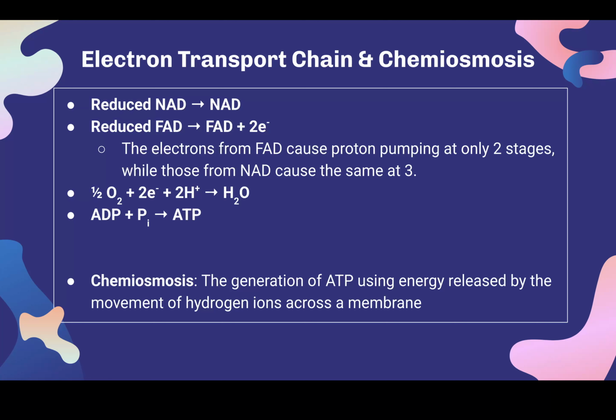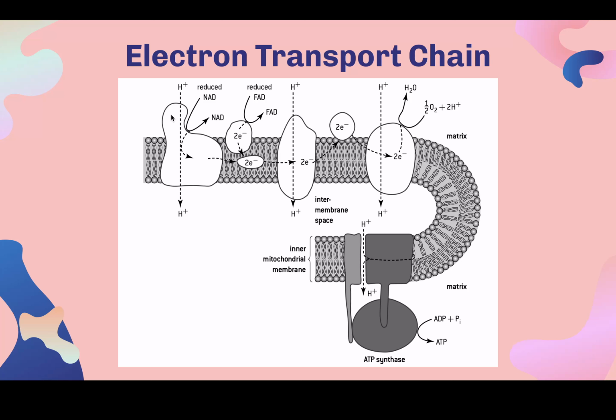Yeah. And then reduced FAD becomes FAD when hydrogen is released and 2 electrons are released, which cause proton pumping. So proton pumping is essentially where the hydrogens are being pumped into the intermembrane space. So the energy from NAD pumps it here and here and here, but the energy from FAD will only cause proton pumping here and there, essentially, is what that means.